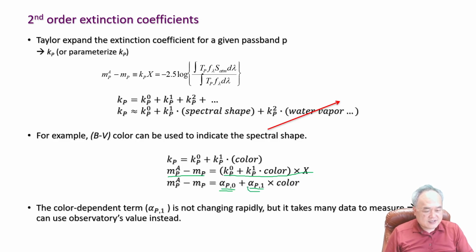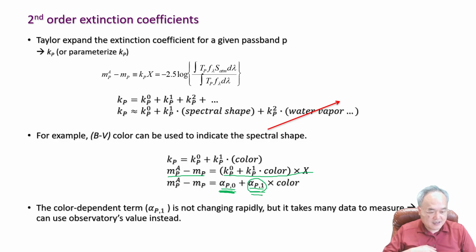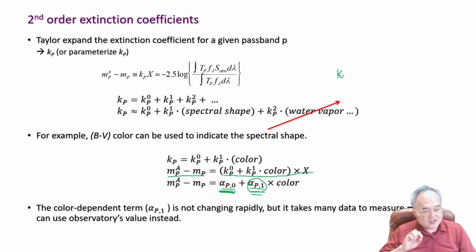Usually the color coefficient is not changing rapidly for a given observatory. So what you usually do is obtain the extinction coefficient from your own measurement and use the observatory-provided color term here. So this is how we obtain the extinction coefficient.